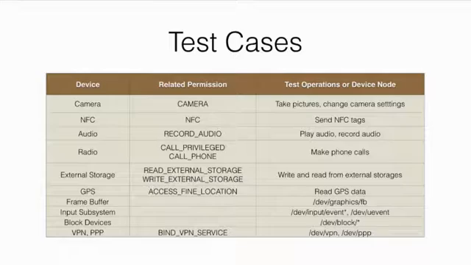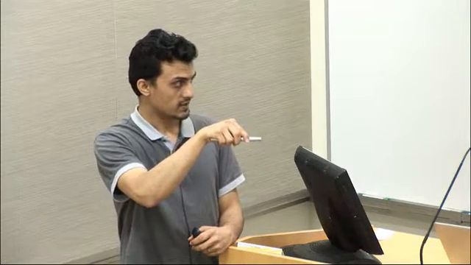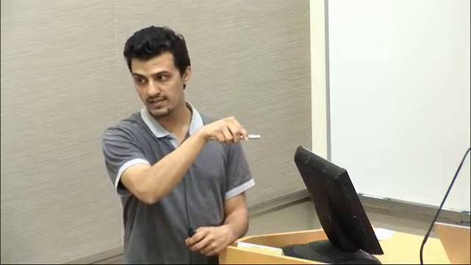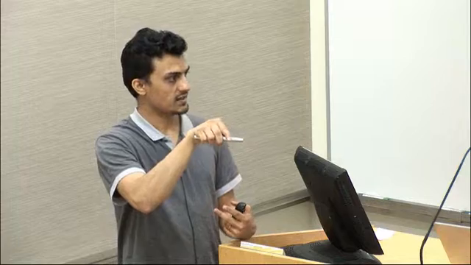So these are the test cases that we run for different devices. We run them for camera, NFC, audio, radio, external storage, GPS, and they need these permissions. If you want to access these resources, you need these permissions, and for others, like frame buffer, you cannot even access it. Frame buffer stores your screen, whatever appears on your screen, so you cannot access it, it is very dangerous, but still there is a device node for it, and the same for these other devices. And then we do these types of test cases to test each device.